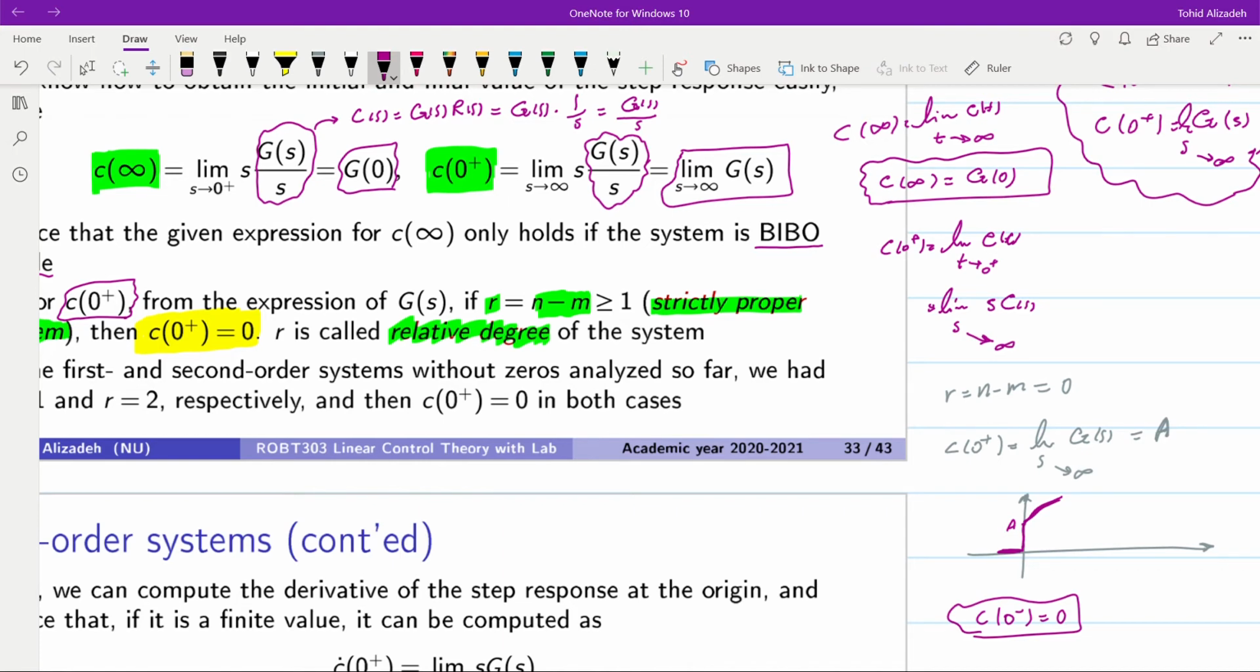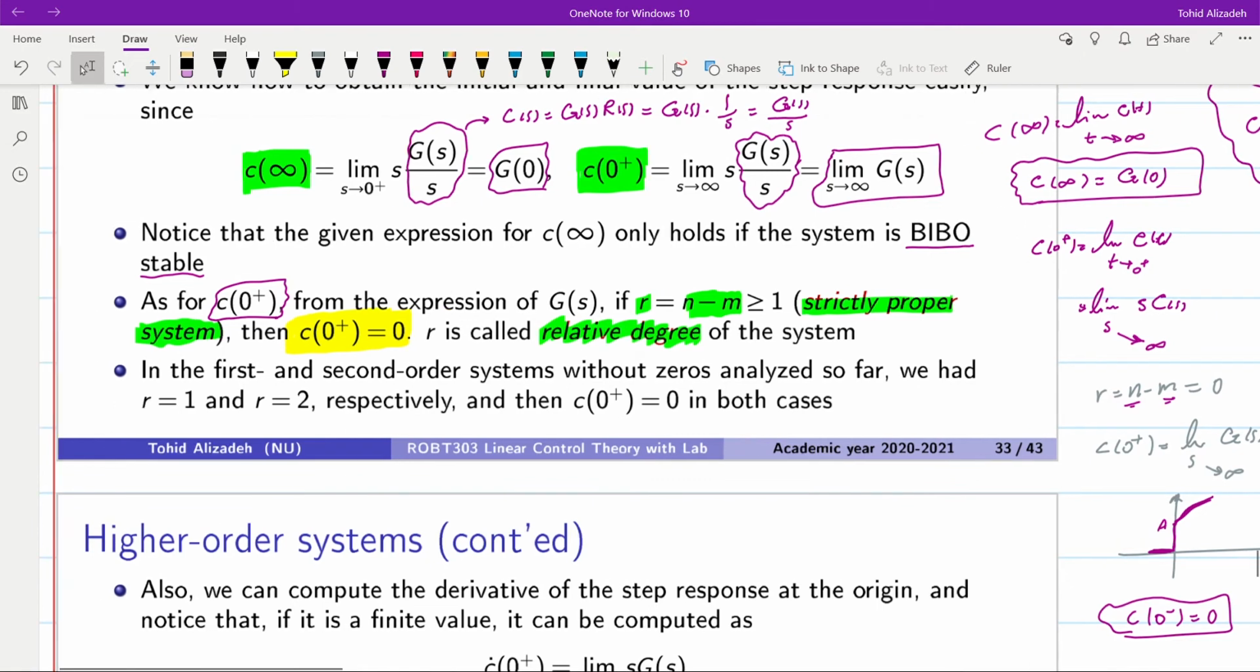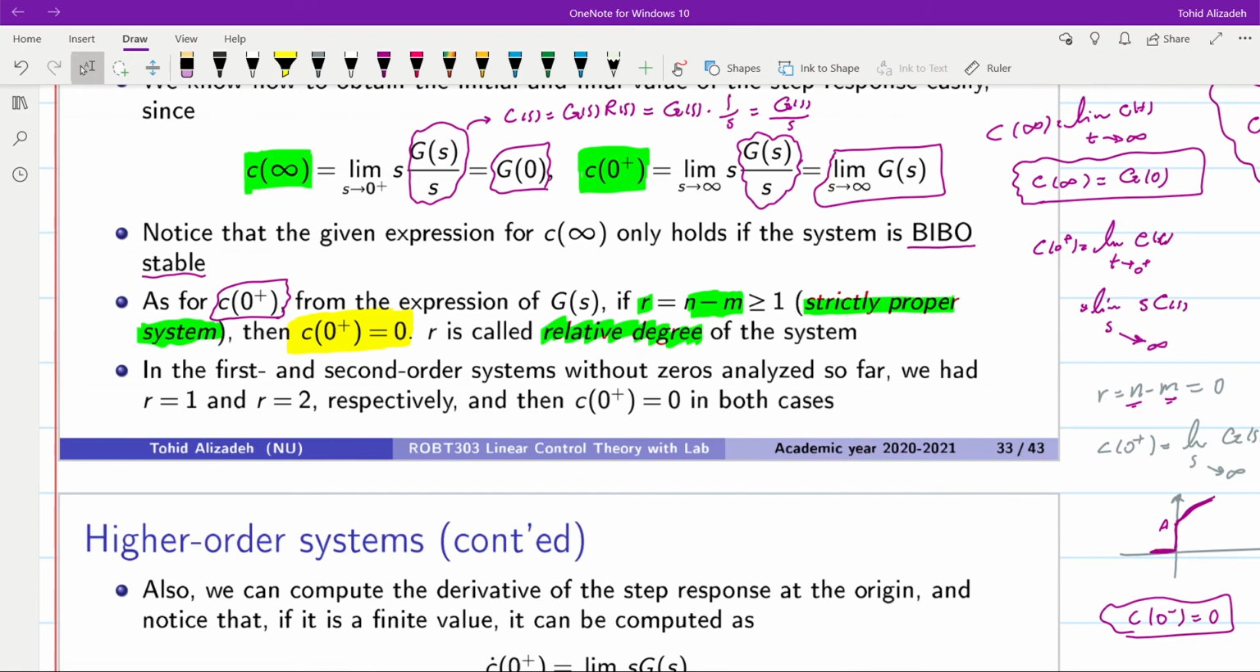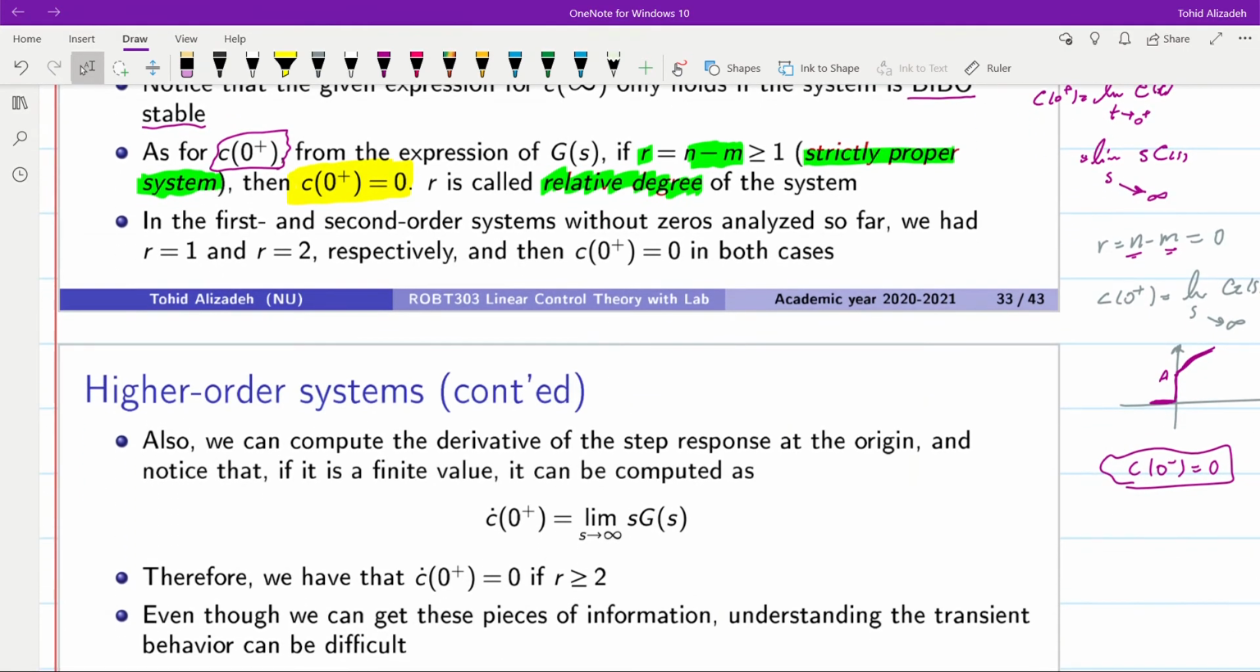Okay? So that's what happens when the number of poles and zeros of the system are the same as each other, or the system is proper, not strictly proper. And obviously, when we have an improper system, we will not care about the response of the system, because those kinds of systems are not physically realizable.